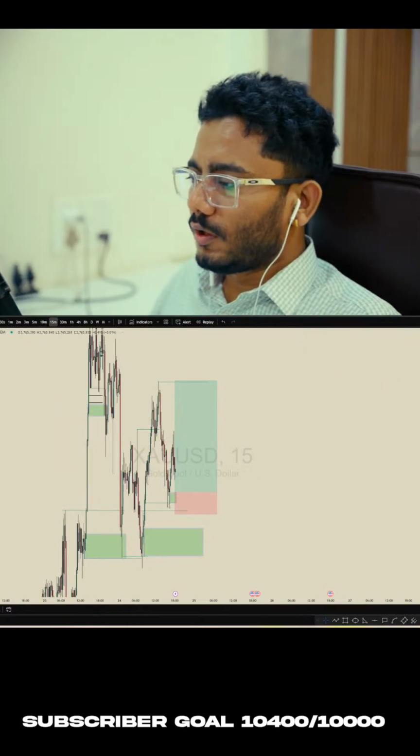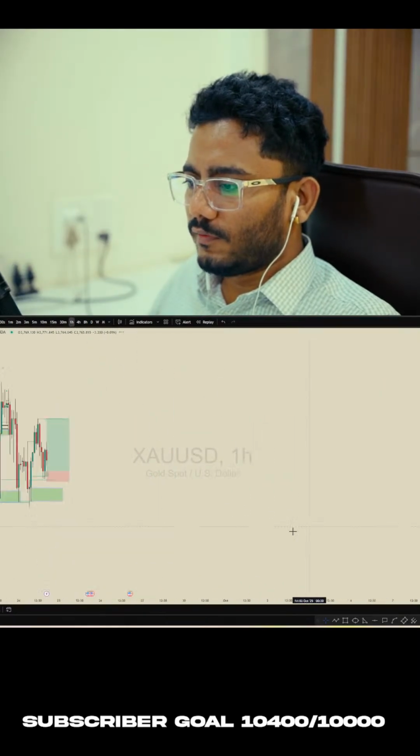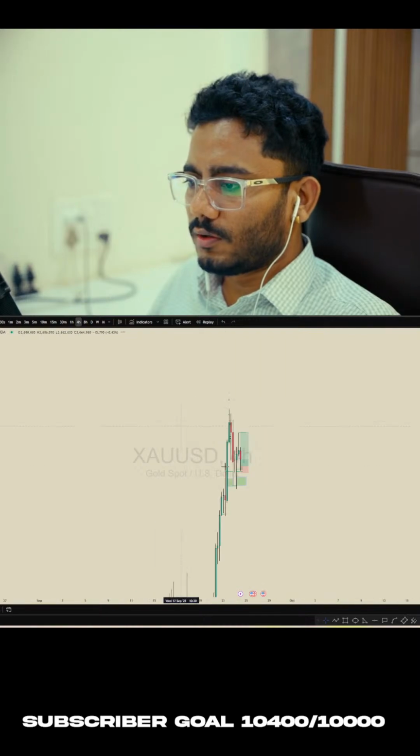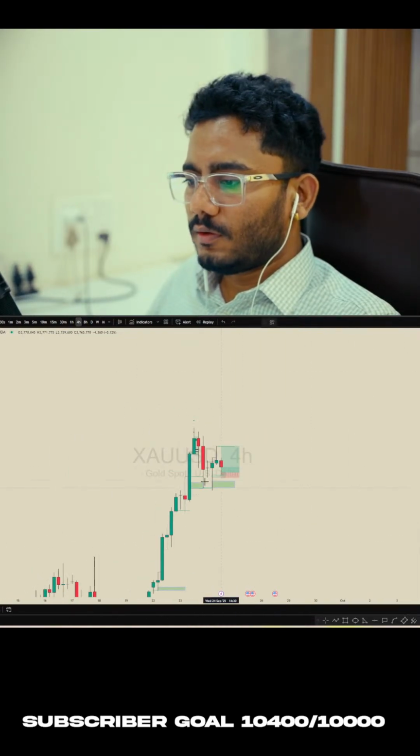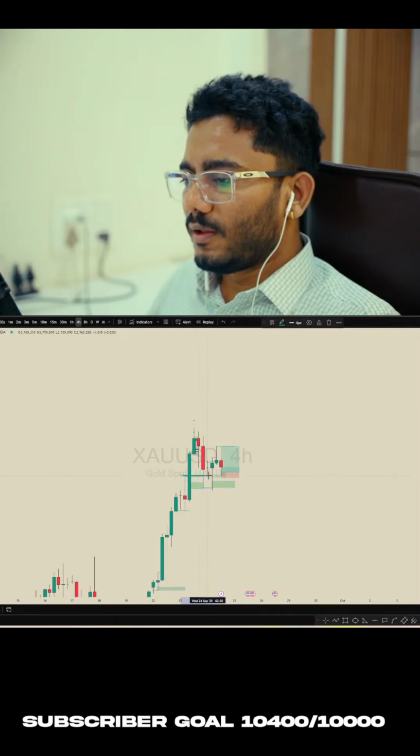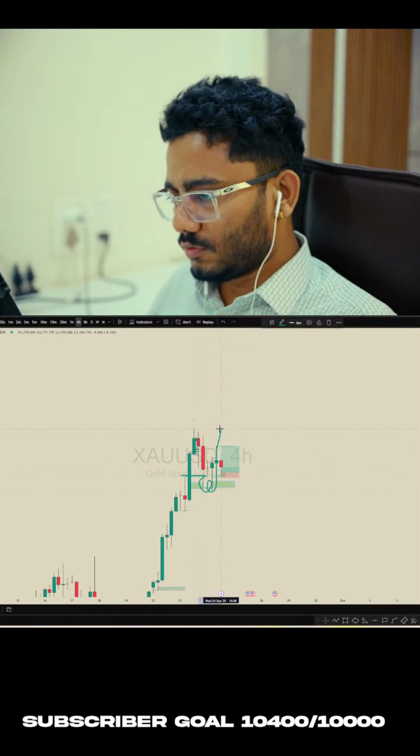Now gold. I'm looking for buys because price has retested this low. If you look at 4 hour, then price has tapped the 4 hour imbalance and rejected from this order block.